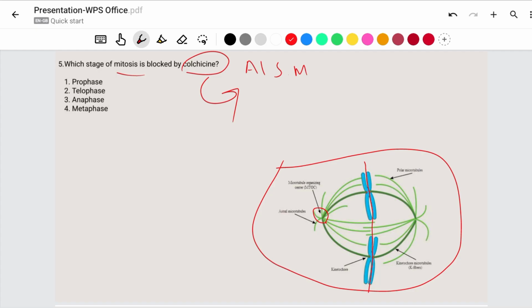So here you can see the MTOC, that is the microtubule organizing center. So from this, on both the poles, you will be getting an MTOC center. From this center, the microtubule will be polymerized. So microtubule will be formed from here, and it will go and bind to the kinetochore region of the chromosome.